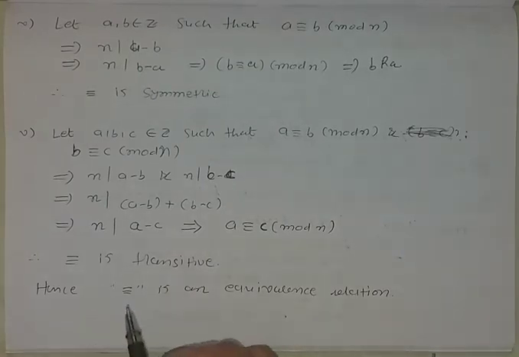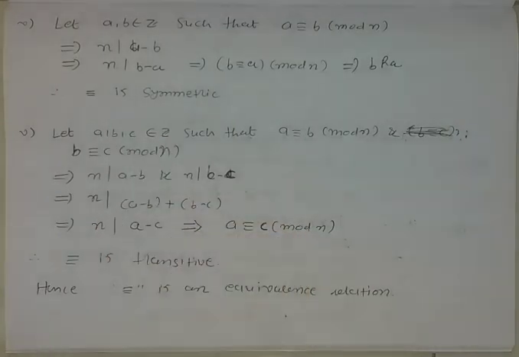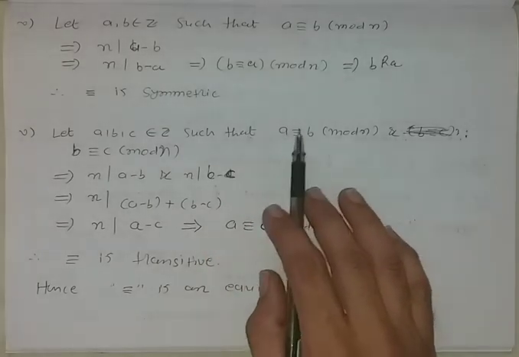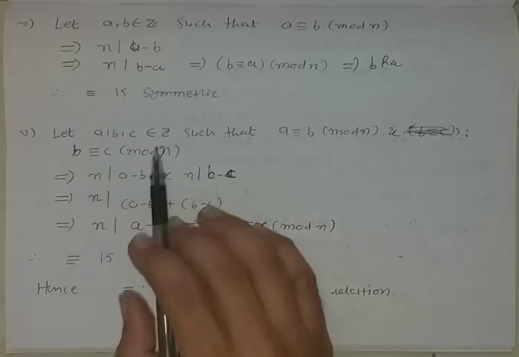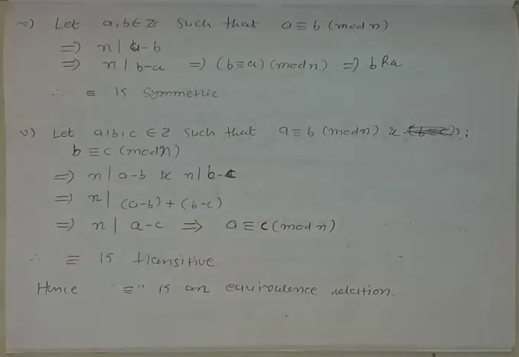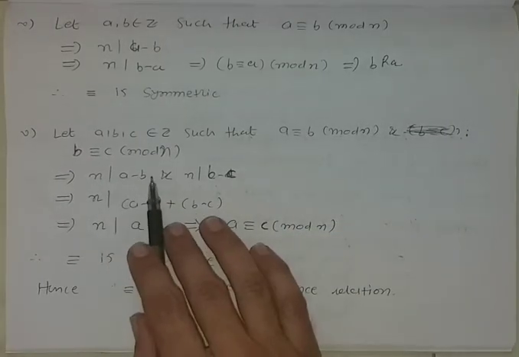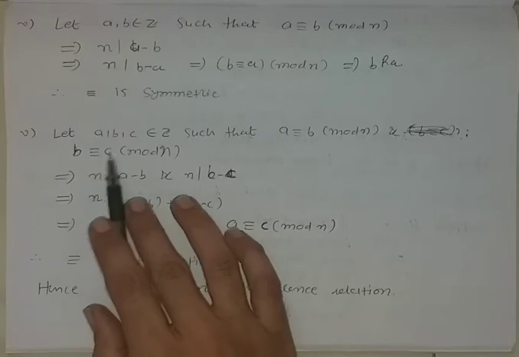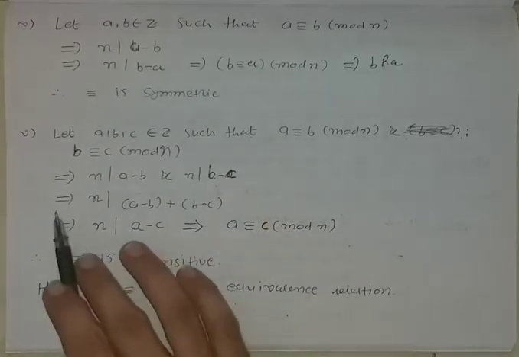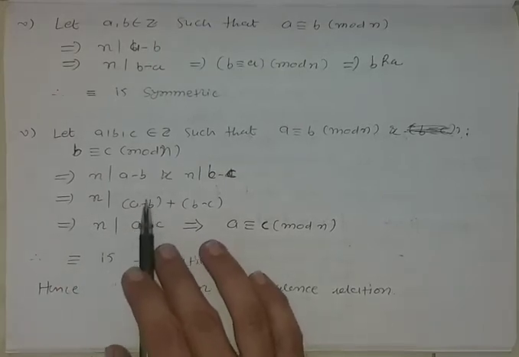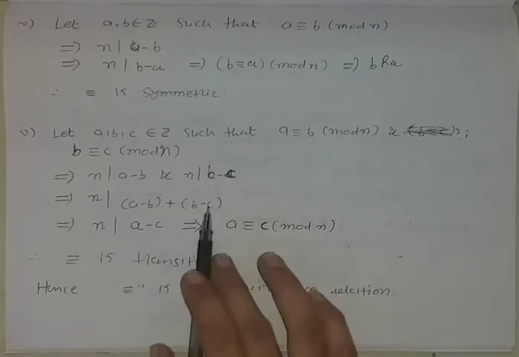Now the third one is the transitive property. For that, consider three elements A, B, C belonging to Z such that A is congruent to B modulo N and B is congruent to C modulo N. Now A is congruent to B modulo N, that means N divides A minus B, and B is congruent to C modulo N, that means N divides B minus C. This implies that N divides A minus B plus B minus C.